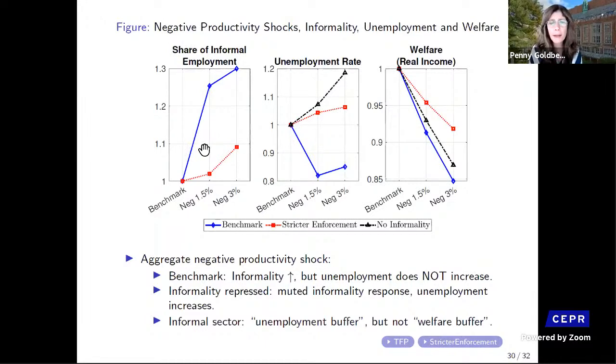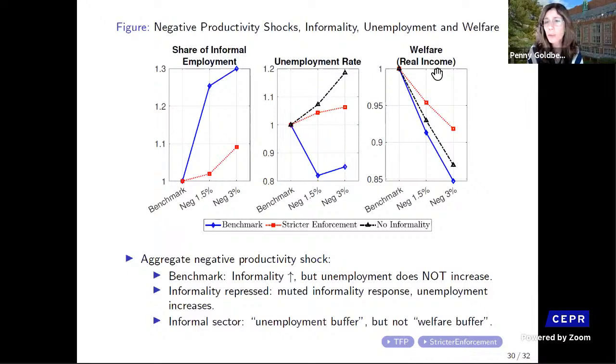And so if you compare the first and second panels, the first and second graphs, you see this unemployment buffer effect that I talked about. So without informality, that's the black line, the unemployment shoots up. With stricter enforcement, it goes up, not as much, but it does go up. If we have the current level of informality, actually unemployment goes down. It goes down because actually informality shoots up. It goes way up. So here you see this trade-off I talked about at the beginning between informality and unemployment. So informality seems to be acting as an unemployment buffer.